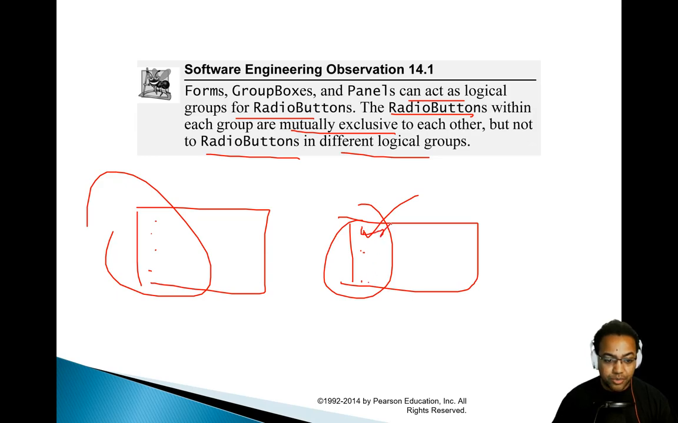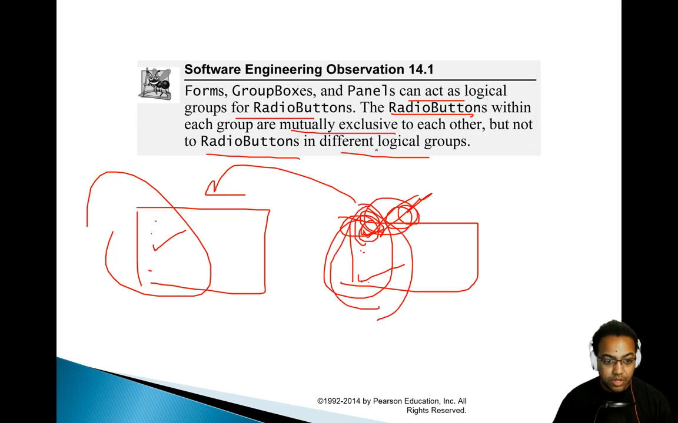If I try to check another one, this one would get unselected. But this one, the one that I just checked, has nothing to do with the other group of radio buttons. And as such, I can check something else over here and it not affect these radio buttons because it's in a different logical group.